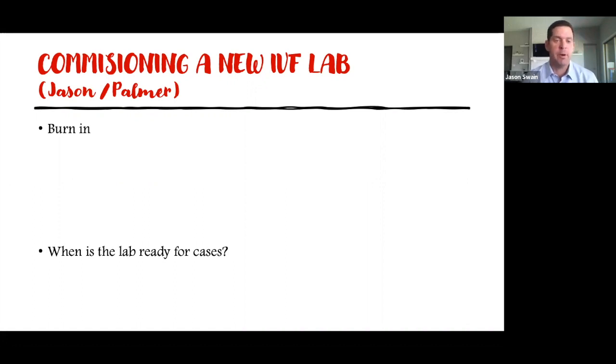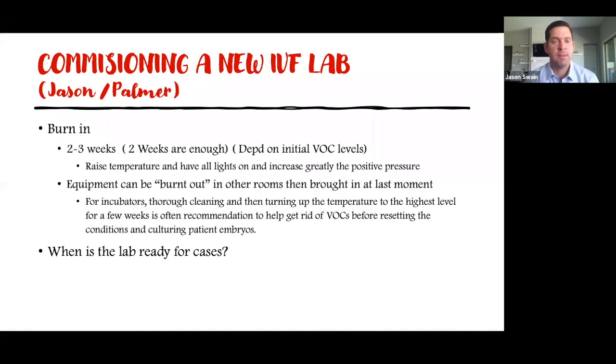But for us, burn-in is running things for a while to get the air quality and the lab specs up to where we want them. In terms of an incubator, it usually means raising the temperature to the highest point and running it for usually several weeks to help burn off any VOCs, and that's after a thorough washing and rinsing with a non-toxic cleaner and with peroxide and clean water.